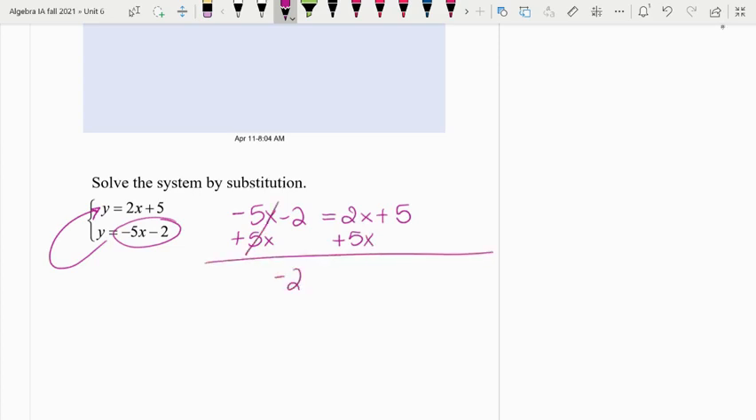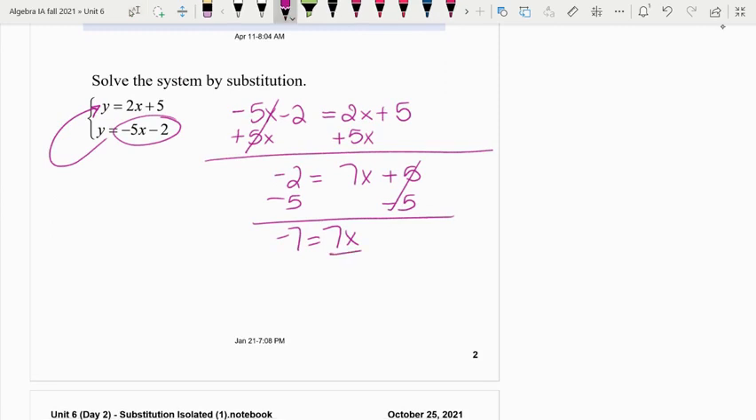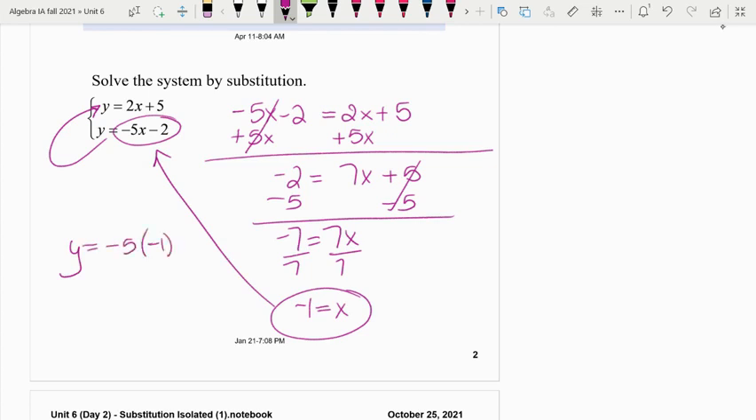So this is gone. So I get negative 2 equals 7x plus 5. Subtract 5 on both sides. So negative 7 equals 7x. Divide both sides by 7. So negative 1 equals x. We have one answer. Then I'm going to substitute that back in for that x. So I know y equals negative 5 times x, which is negative 1, minus 2. So negative 5 times negative 1 is 5. 5 minus 2 is 3. So my solution is negative 1, 3.